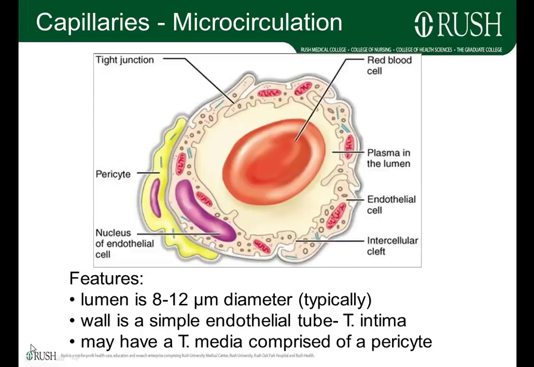Some capillaries have a tunica media comprised of a pericyte, which is a specialized cell that I'll discuss in a few minutes. There's no smooth muscle, so the tunica media does not exist in the same form as it did in the other vessels. The tunica adventitia essentially is just the surrounding connective tissue, so there's no real layering in these microvessels.